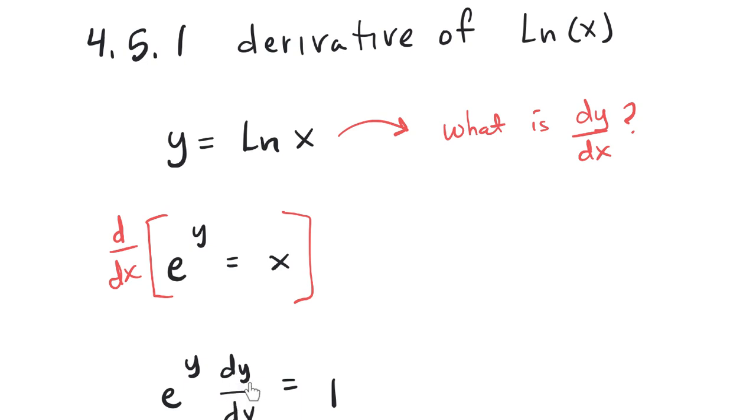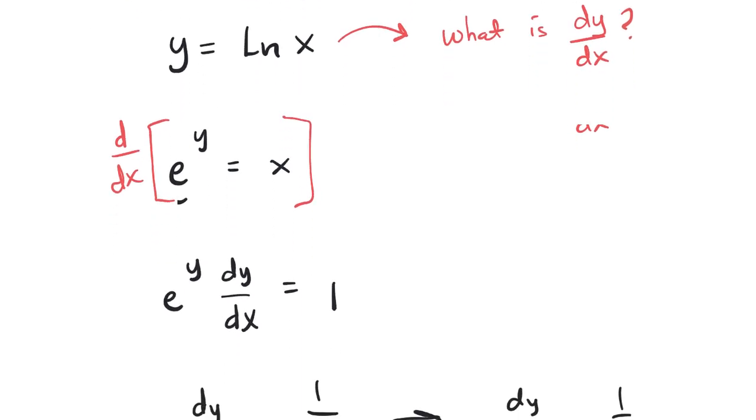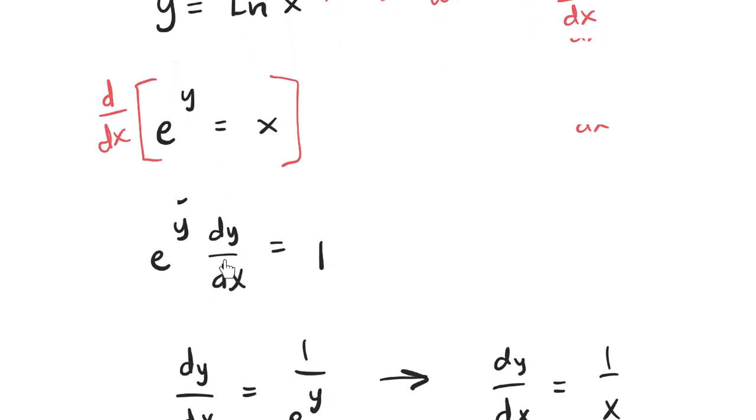So now if I want to get dy dx by itself, I'm going to divide by e to the y on both sides. So that's what I've done here. I've isolated dy dx by dividing by e to the y. Now I'm going to make a replacement. e to the y is equal to x. So I replace e to the y with x, and we have this here, that dy dx is equal to 1 over x.